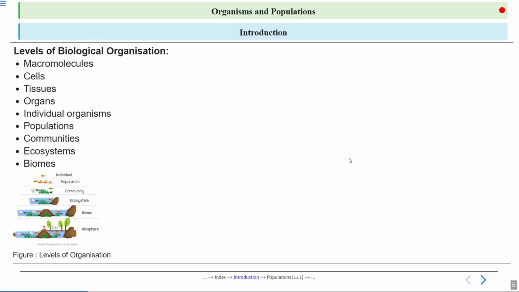Okay, so here in this image you can see levels of organization. They have shown from the individual level, individual, then population, community, ecosystem. Clear? And then you have biome and then biosphere. Biosphere means all the ecosystems present on the earth. This is known as the biosphere.